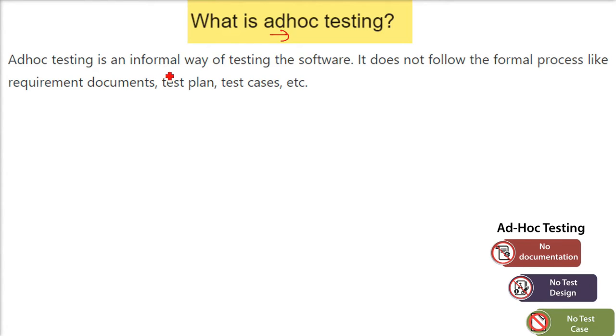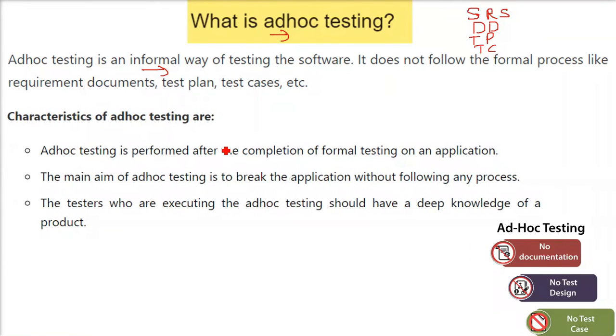Ad hoc testing is an informal way of testing. That means it has no formal way. In a formal way, we will first write the SRS, then design, then the test strategy will be defined, the test plan will be defined, test cases will be written. All this is a formal way. But in ad hoc testing, there is no formal way, no requirement documents, no test plans, no test cases.